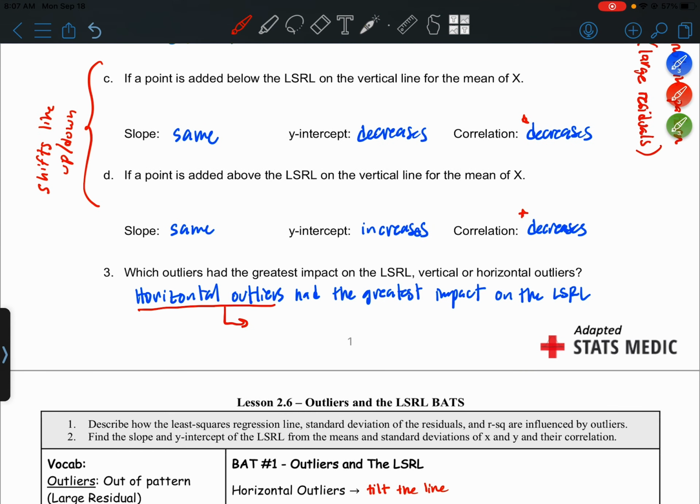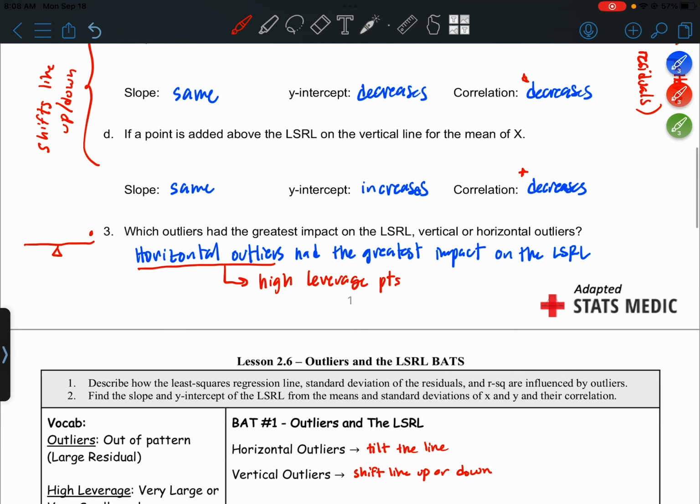We have a special name for these horizontal outliers. We call them high leverage points. This is a name that we borrow from physics. If you think about a seesaw or a fulcrum, if you put a large weight near the center of the seesaw, it doesn't do much. But if you put a large weight on the far right side or far left side, it's going to cause that seesaw to tilt in the direction that you put the weight on. That's where the term leverage comes from, and we were borrowing it from physics.